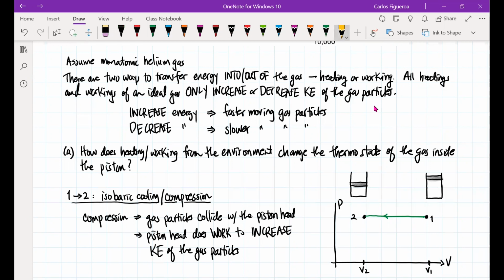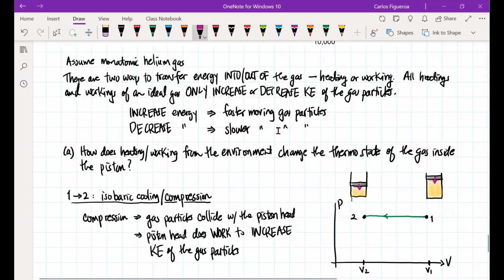So if I make my gas be yellow here, then what is the piston head doing? It's moving downwards. And as it moves downwards, it does positive work on the gas molecules, and therefore they increase kinetic energy.